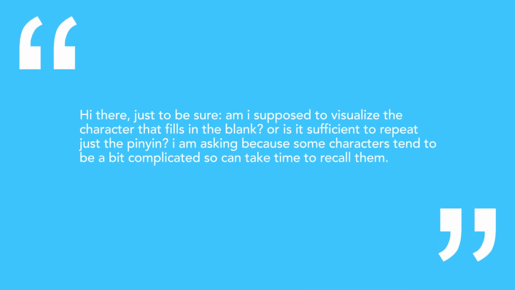Good question here because it relates to how to review the sentence flashcards, which are basically a sentence with a missing character. And so you're supposed to figure out what is the missing character. And in the process, you end up actually reading lots of sentences and getting a sense of grammar. So the question is, hi there. Just to be sure, am I supposed to visualize the character that fills in the blank, or is it sufficient to repeat just the pinyin?